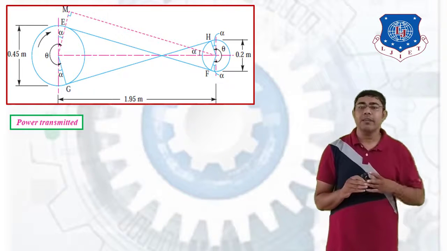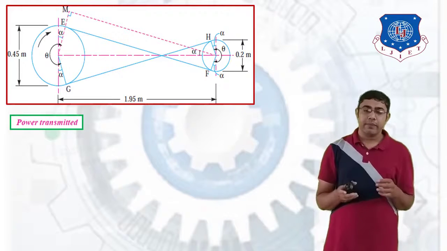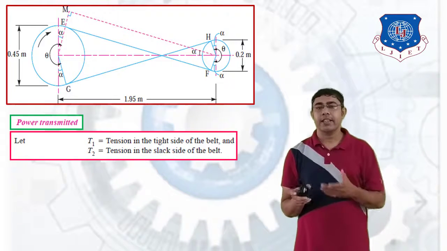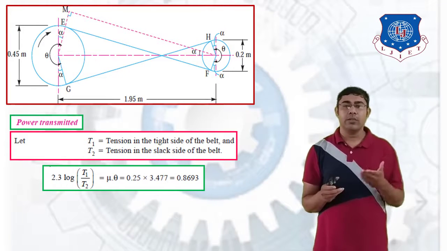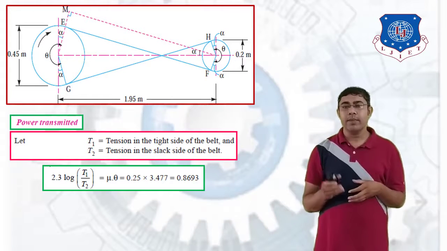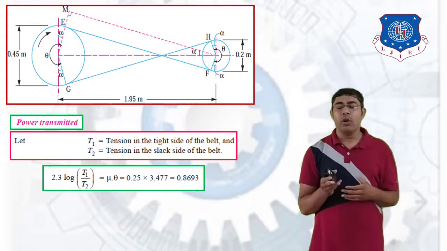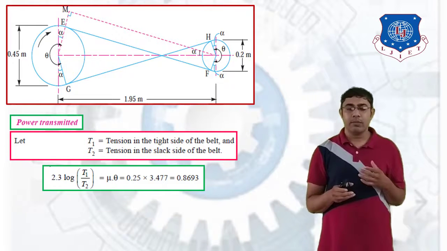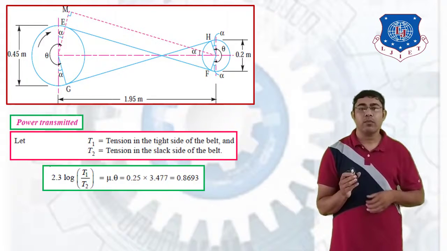So to calculate the P, we first calculate T1, T2 and V. So let's consider T1 is the tension in the tight side, T2 is the tension in the slack side. So we know the equation in terms of T1 and T2, that is 2.3 log T1 by T2 is equal to nu into theta. So here we have to place the value of nu and theta. Theta we calculated in the previous slide, and nu is given in our problem, that is 0.25, and theta in terms of radian is 3.477.